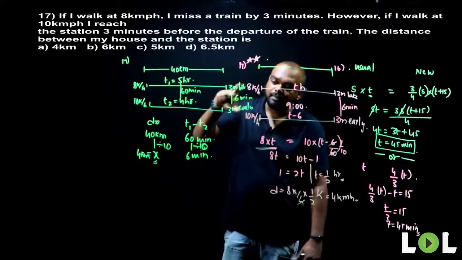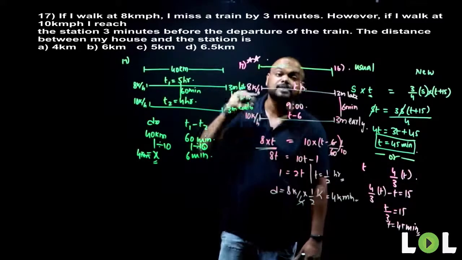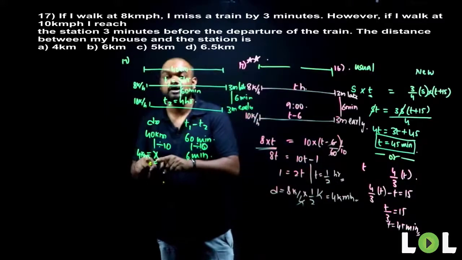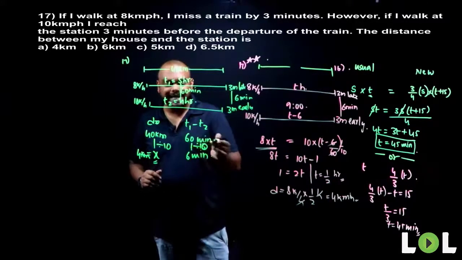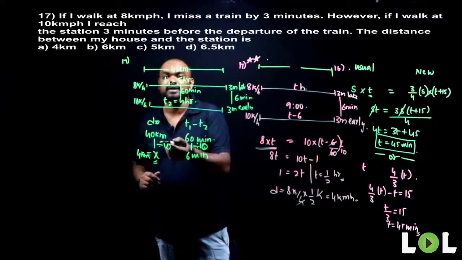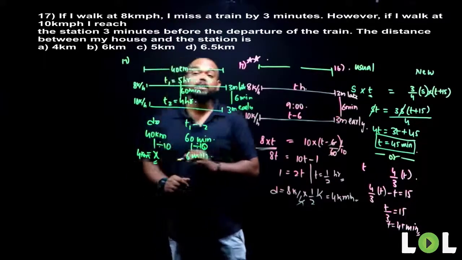But according to the question, time difference must be only 6 minutes. So what should be the actual distance so that the time difference is only 6 minutes? What do I do here? Right hand side divided by 10, left hand side also divided by 10. So 40 by 10, 4 kilometers, that's my answer.